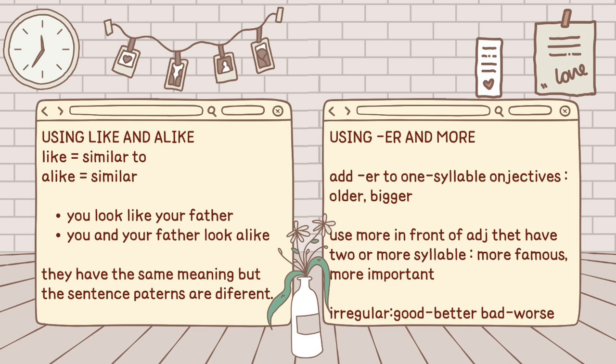Using -er and more. Add -er to one-syllable adjectives. For example, older and bigger. Use more in front of adjectives that have two or more syllables: more famous, more important. For the irregular ones, there are examples such as good and better, bad and worse.